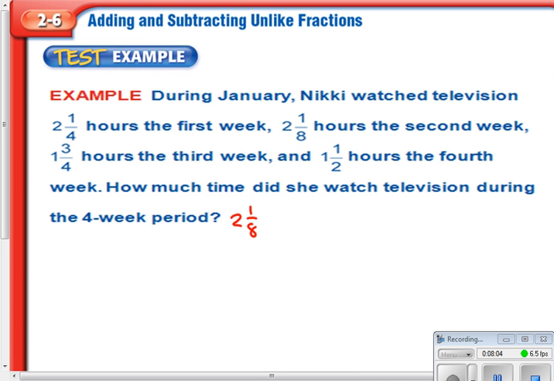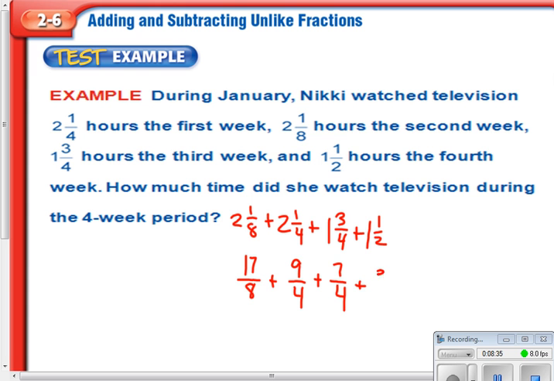So we have 2 1/8 plus 2 1/4 plus 1 3/4 plus 1 1/2. Here's the total amount of hours, and we're trying to figure out the total amount of hours. In order to do that, we need to do our conversions here. These are all mixed numbers, so convert them to improper first. Our first 2 1/8 here is going to convert to 17/8 plus 2 1/4 would be 9/4 plus 7/4 plus 3/2. So we've done all of our conversions.